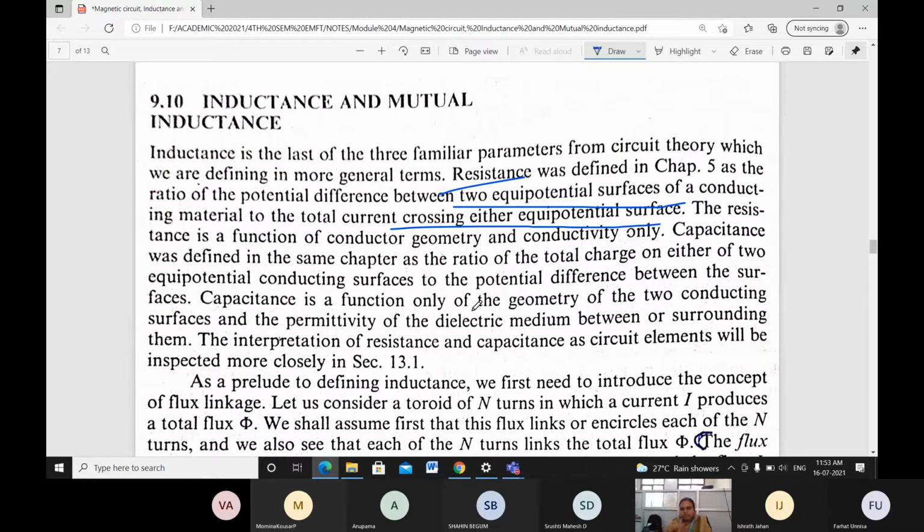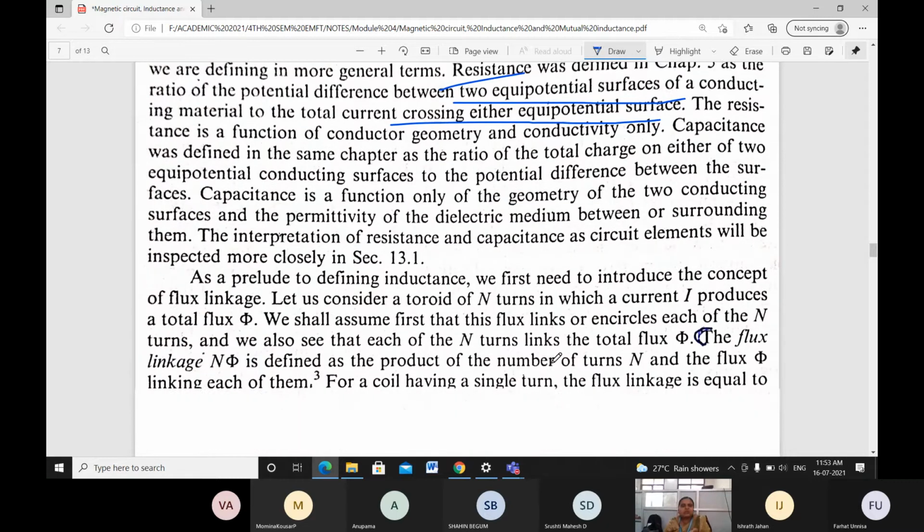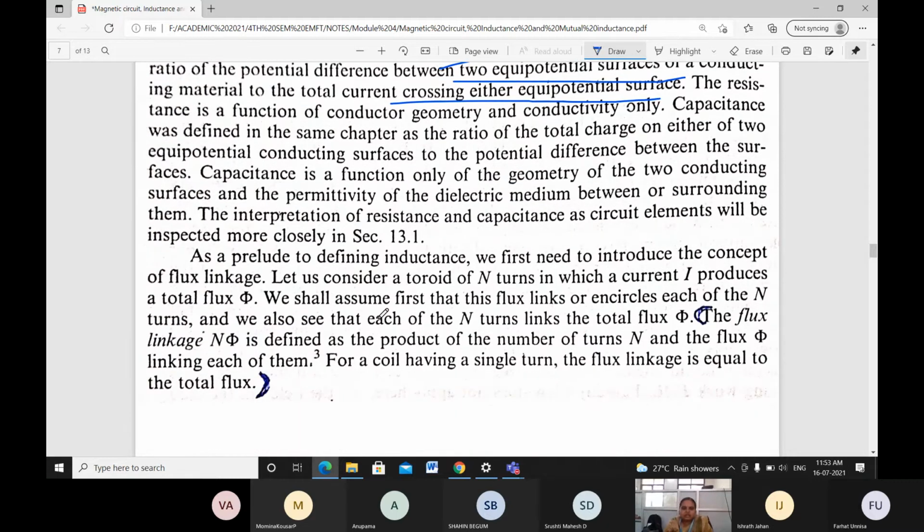It depends on how much area of metal it covers: the geometry of the two conducting surfaces and the permittivity of the dielectric medium between or surrounding them. Having covered the interpretation of resistance and capacitance, we will go with the next topic, inductance.